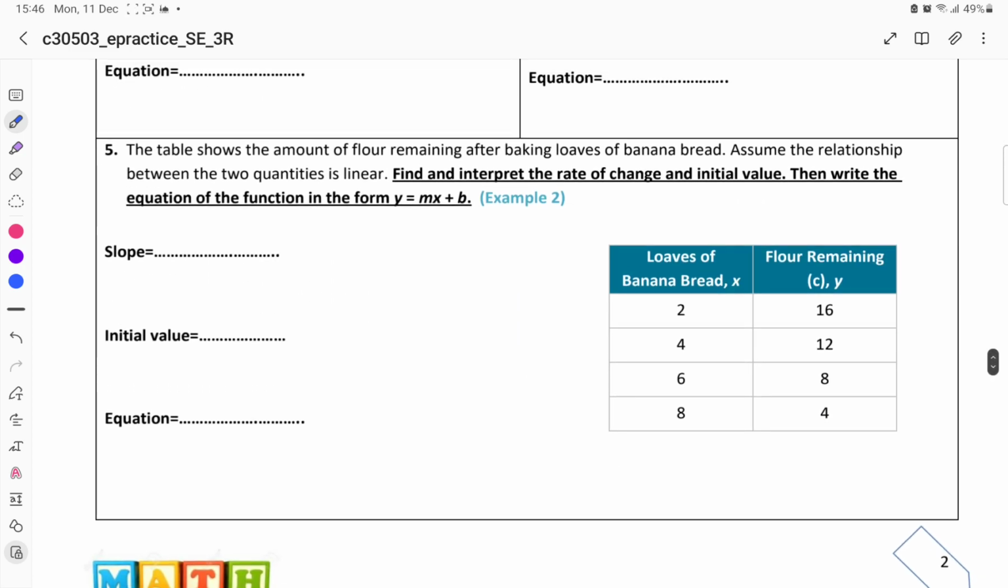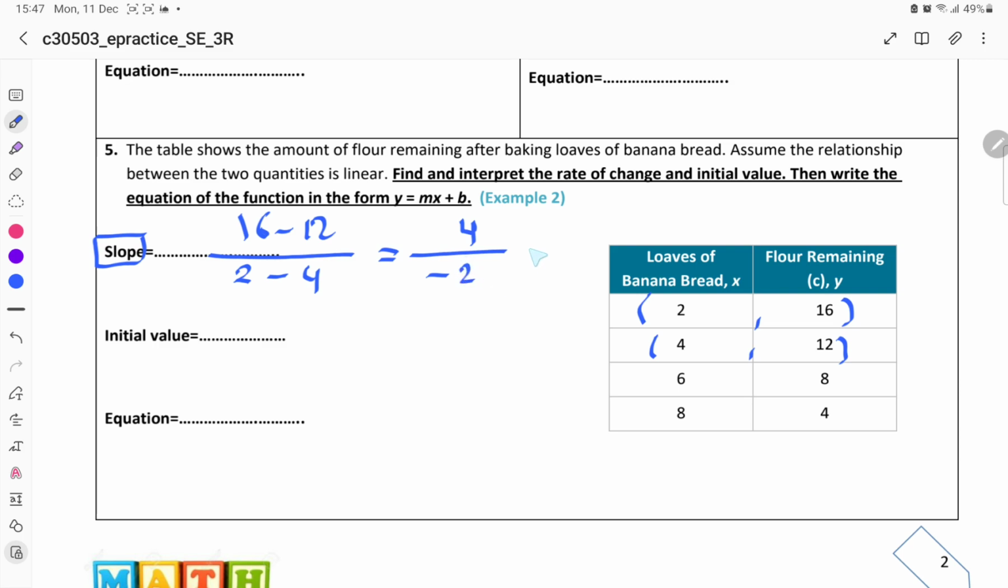Sometimes you are given a table and asked for the equation. How do I get the slope? Pick any 2 points: (2, 16) and (4, 12). To get the slope, subtract the y's together. 16 minus 12, over, I start with 16 so I must start with 2, so 2 minus 4. 16 minus 12 is 4. 2 minus 4 is negative 2. 4 over 2 is 2, but with the negative, the slope here is negative 2.